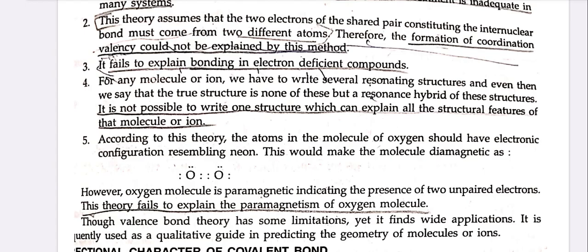This would make the molecule diamagnetic as oxygen O2. However, the oxygen molecule is paramagnetic, indicating the presence of two unpaired electrons. This theory fails to explain the paramagnetism of the oxygen molecule.